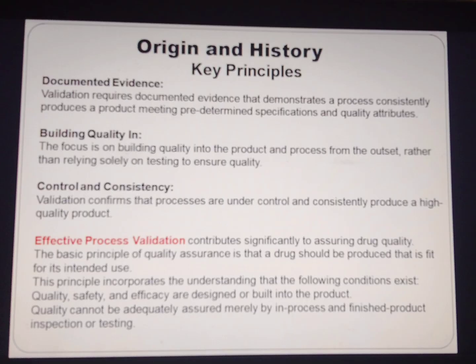The basic principle of quality assurance is that a drug should be produced that is fit for its intended use. This principle incorporates the understanding that the following conditions exist: quality, safety, and efficacy are designed or built into the product. Quality cannot be adequately assured merely by in-process and finished product inspection or testing.